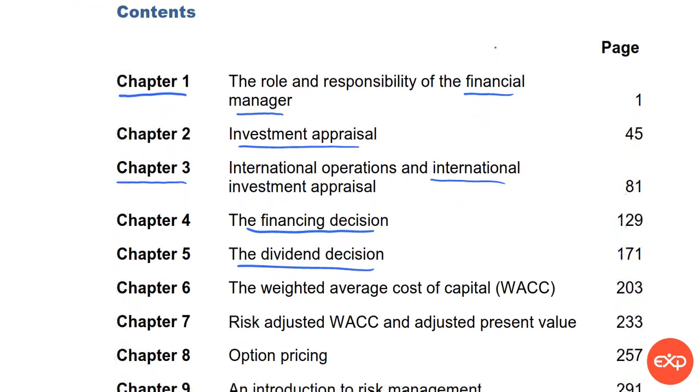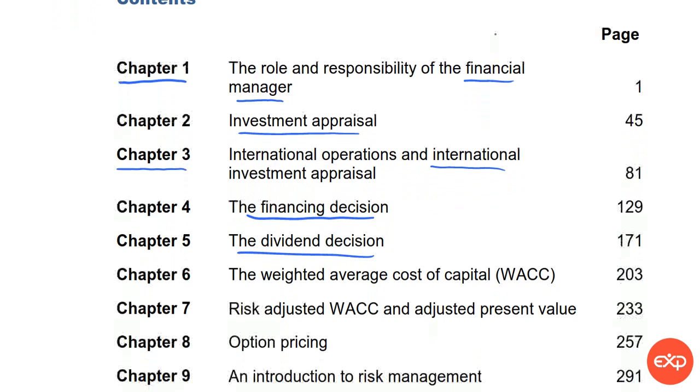Then, chapter 6, we come on to the weighted average cost of capital. Now, we have already talked about Modigliani and Miller in session 4 in the financing decision. We're going to look at some other theories about the cost of capital in this session. So, the capital asset pricing model, for example.